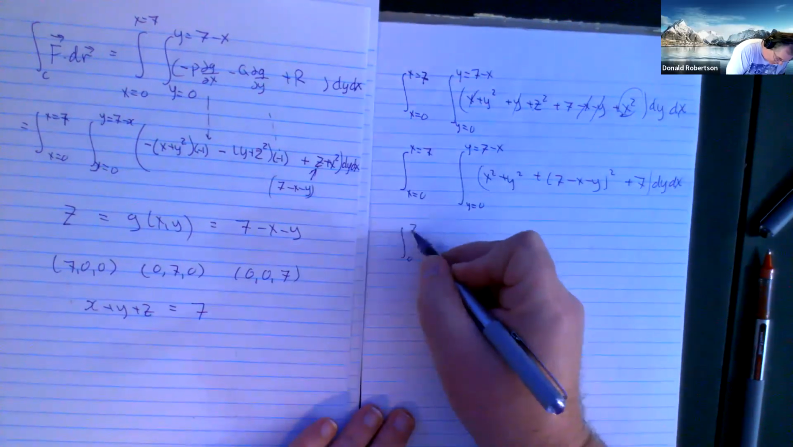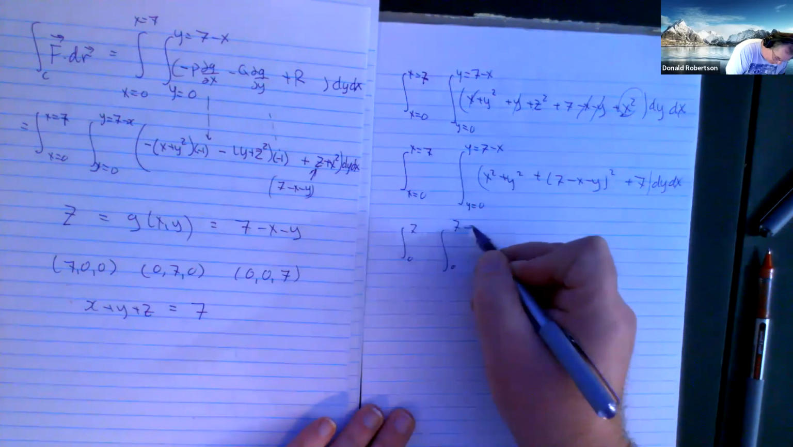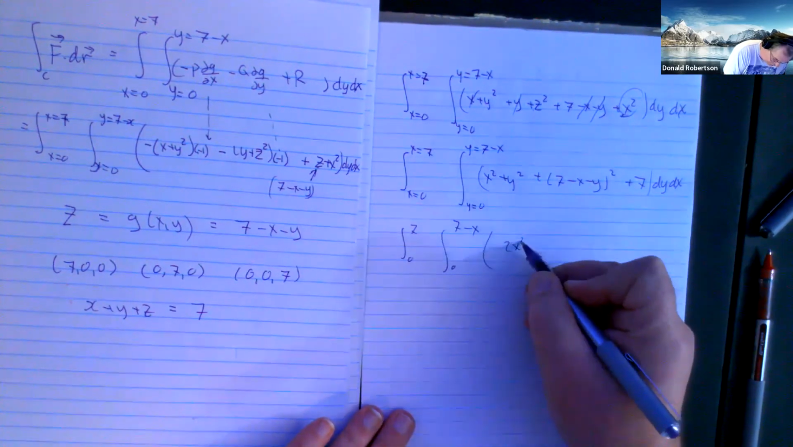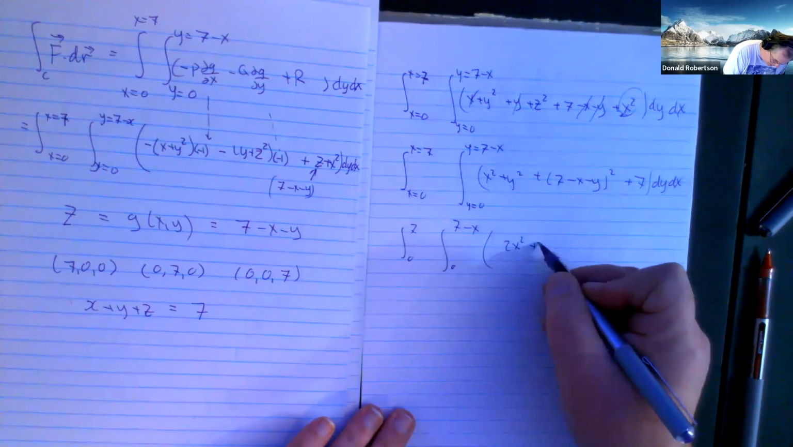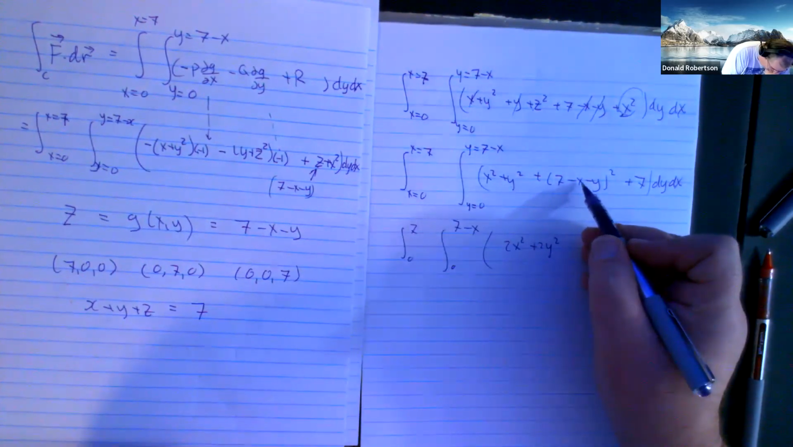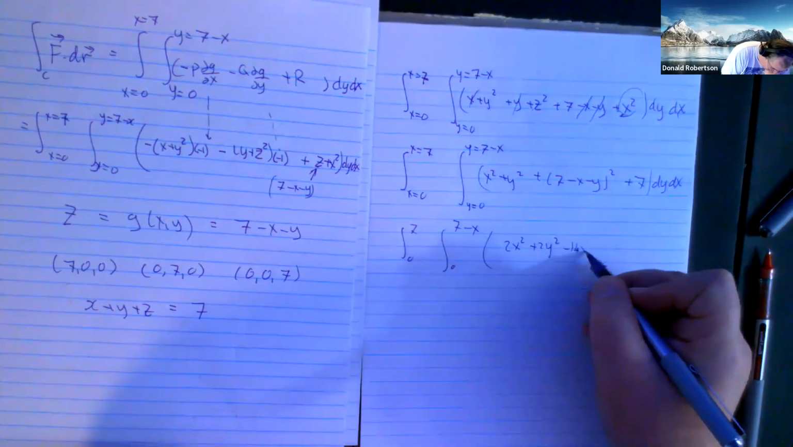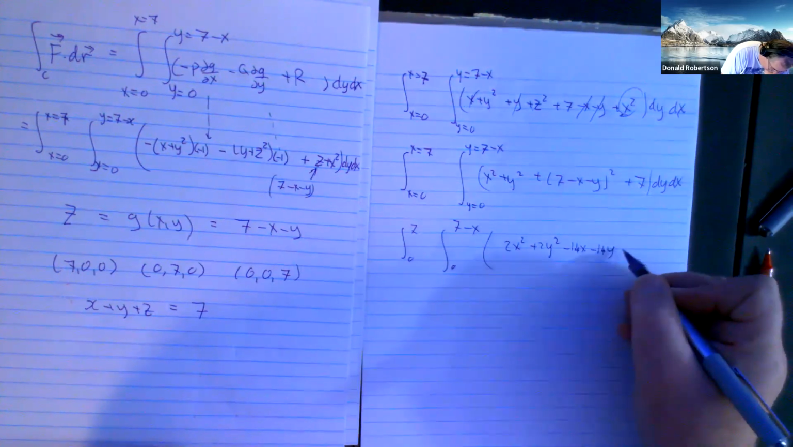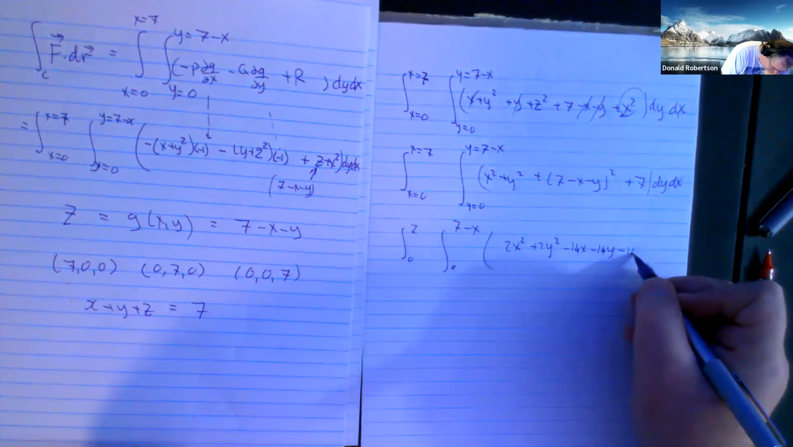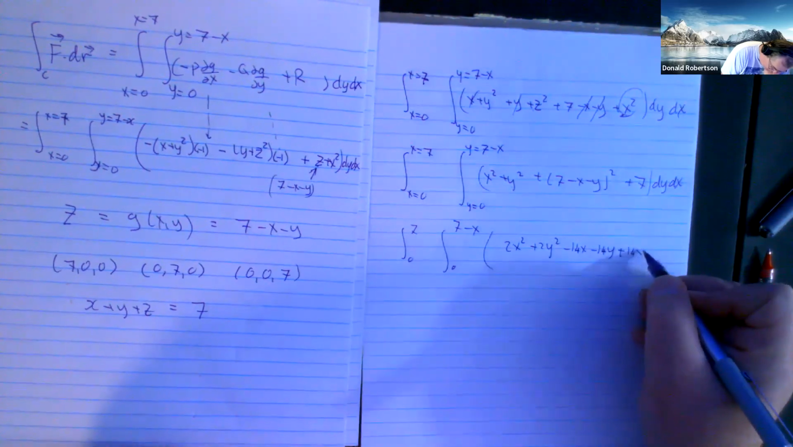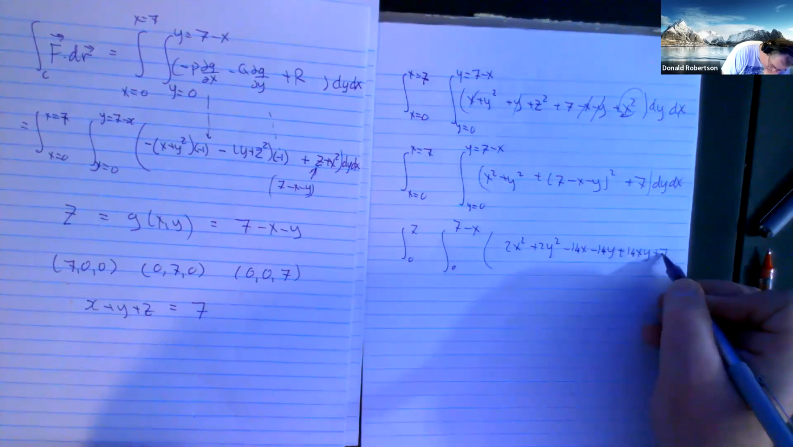Okay, 0 to 7, 0 to 7 minus x. X squared plus an x squared gets you 2x squared. Y squared plus a y squared gets you 2y squared. You're going to get negative 14 x's. You're going to get negative 14 y's. And you get negative 14. Oh, two negatives make a plus. Yeah, you're going to get plus 14 xy's plus 7.